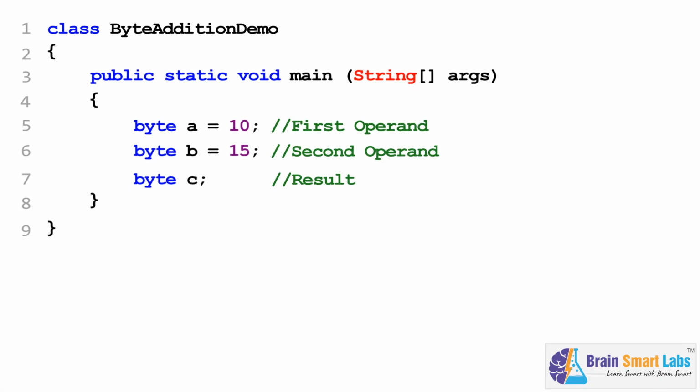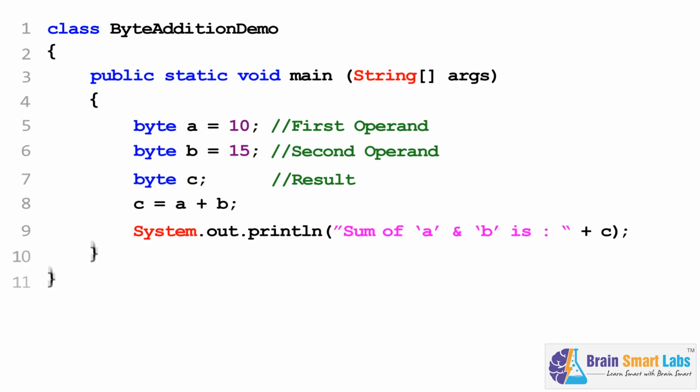Consider a program where byte a is equal to 10 is the first operand and byte b is equal to 15 is the second operand. Now declare a variable byte c to store the result of this addition operation. Type the code to perform this addition operation, that is c is equal to a plus b. Type an SOP statement to display the result. The code here appears very simple as it is a plain addition program, but it turns out to be really complex the very moment you compile this file.